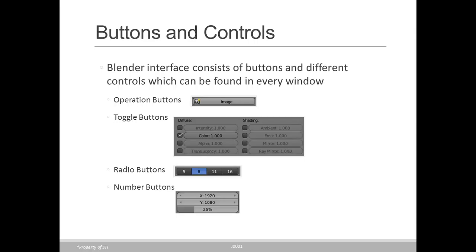So first, operation buttons. These buttons primarily perform an operation when clicked using the left mouse button. They are identified by their gray color on the default Blender scheme. Next, toggle buttons consist of tick boxes. Clicking this button will toggle state but will not perform any operations. So radio buttons are used to choose from a small selection of mutually exclusive options.